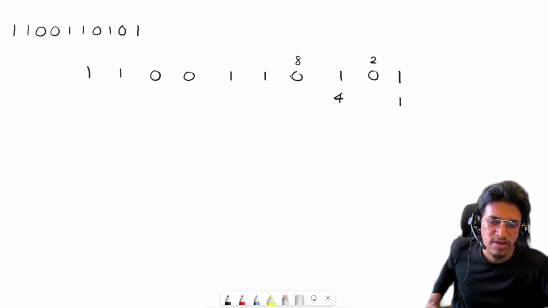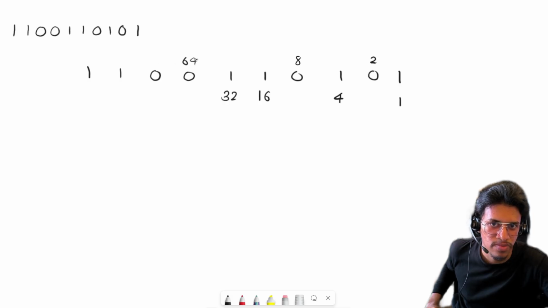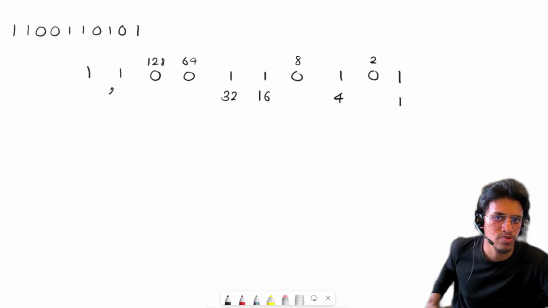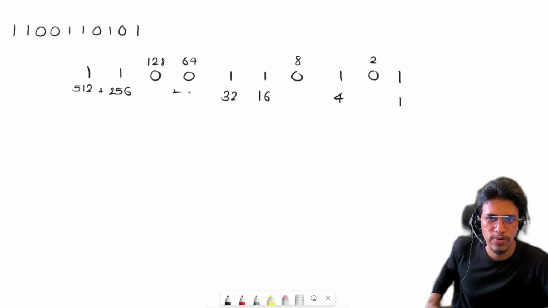16, 16, 1 is, if it's a 1, put it on the bottom. 16, we multiply this by 2, we get 32, 32 multiplied by 2 is 64, because it's a 0, we put it on top. 64, 64 multiplied by 2 is 128, and then 128 multiplied by 2 is 256 and 512. Right, now we add this value.